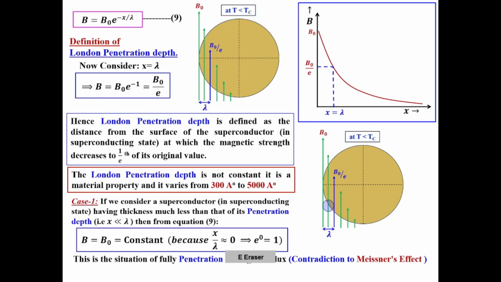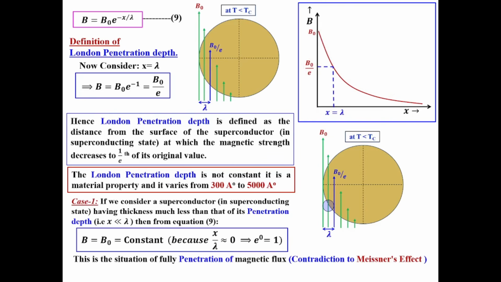This is the graph: at x equal to 0, this is the maximum B naught. At x equal to lambda, this point is x equal to lambda, this value is B naught by e. With increasing distance from the edge into the superconductor, the magnetic flux gradually decreases exponentially, right?